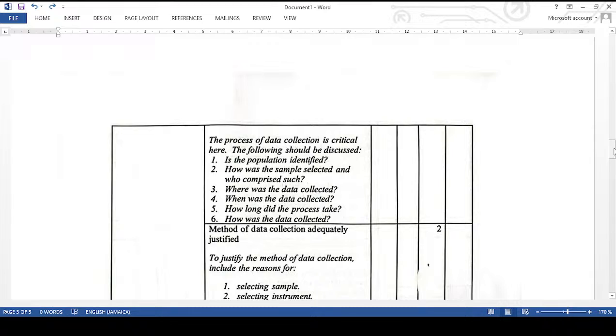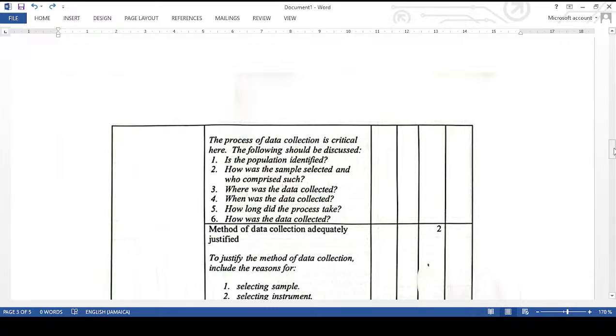So let's say you are looking at people in XYZ business, all right? So you're looking at employees of XYZ business. How did you make that decision? Well, the decision was easy because, I mean, you're looking at this business, whatever the case might be. Where was the data collected? You state where. When was it collected? You state when. How long did the entire process of data collection take?